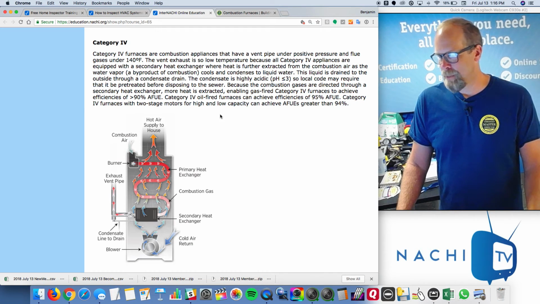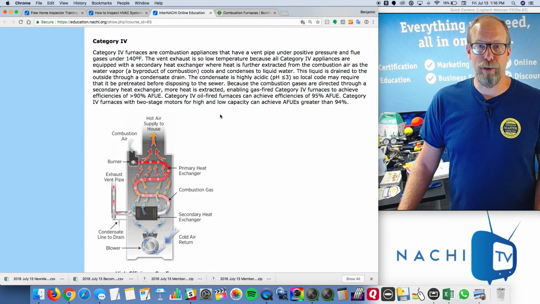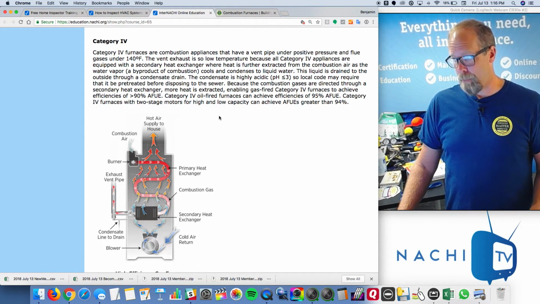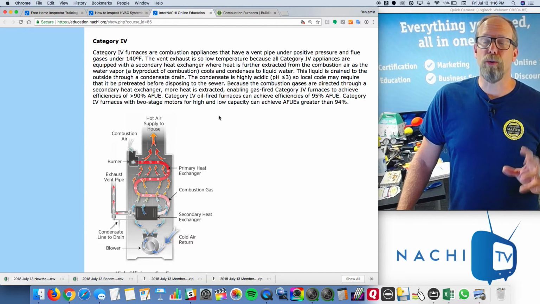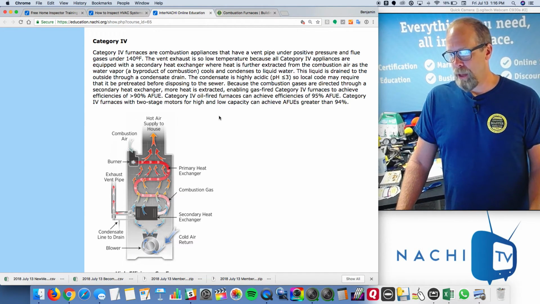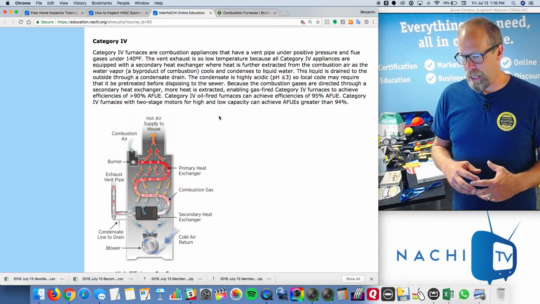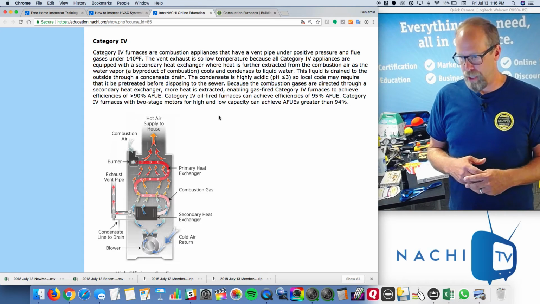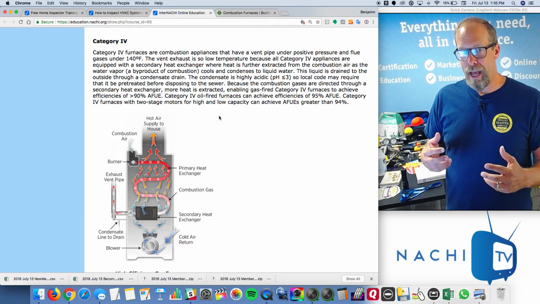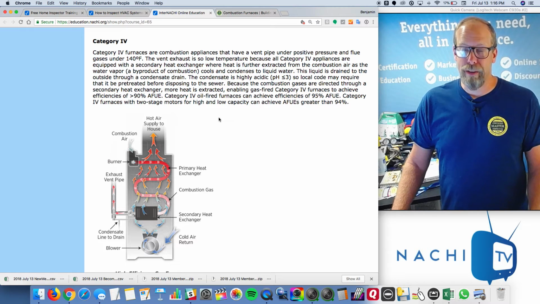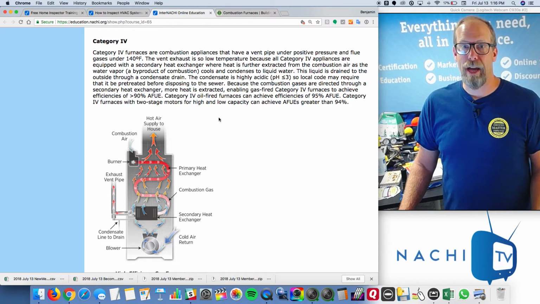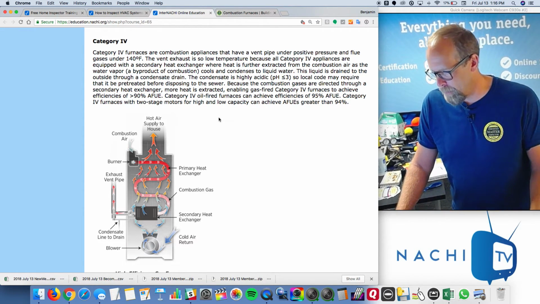Category four furnaces are high efficiency condensing units with a sealed chamber. Category four furnaces are appliances that have a vent pipe under positive pressure and the flue gases that are cool, under 140 degrees Fahrenheit. The vent exhaust is so low because category four appliances are equipped with a secondary heat exchanger that further extracts the heat from the combustion air and turns it into water vapor, a byproduct of combustion. And it condenses and cools into a liquid. And this liquid is drained outside or pumped outside, maybe through a condensate pump.